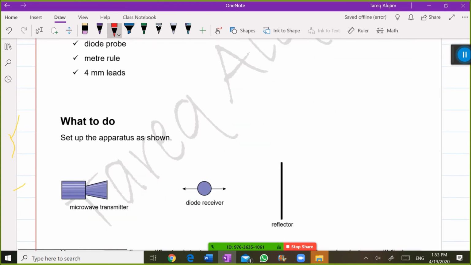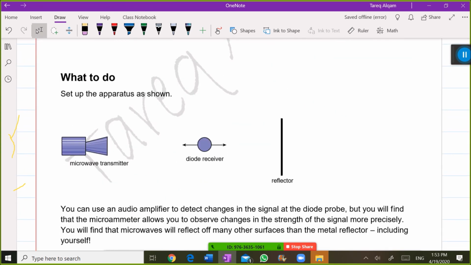Same thing, guys, but instead of the microphone here, I have to use something called a diode receiver. This diode receiver is connected to, for example, an ammeter or voltmeter. Same thing, guys, I have to move this diode receiver. It is connected to a sensitive ammeter or sensitive voltmeter, which gives me a reading of current or potential difference.